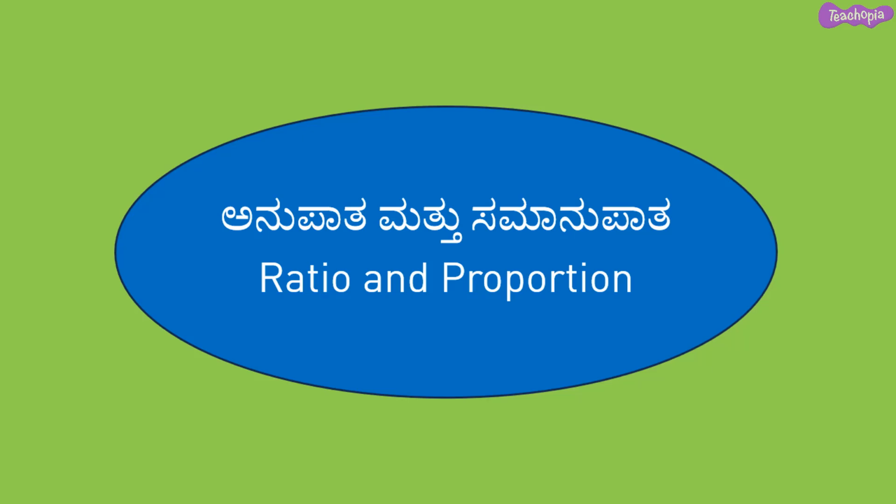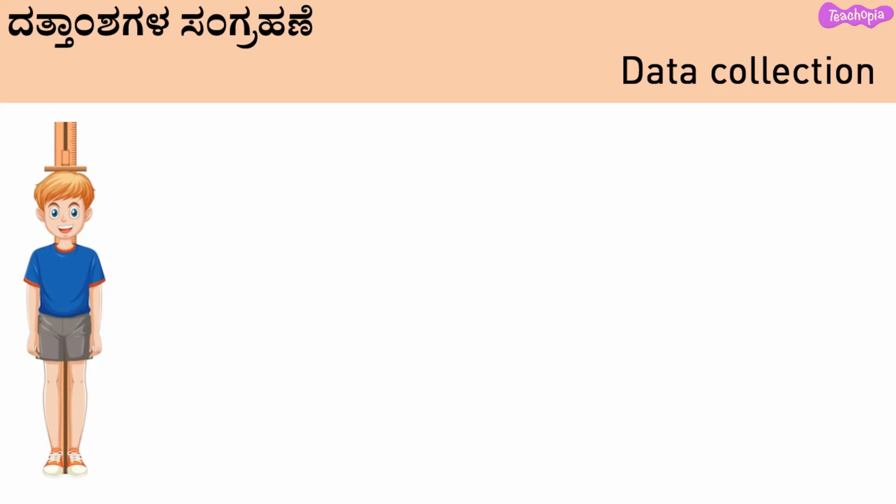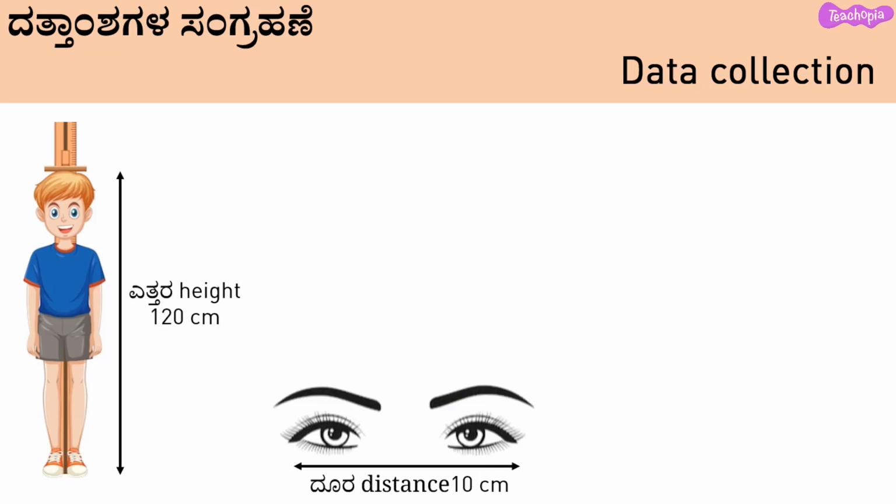Welcome to the activity on ratio and proportion. Now we shall collect the data from various sources. We will measure the height of a boy. When we measure the height of the boy, it comes to 120 centimeters. Next, we will measure the distance between two eyes, and the distance will be 10 centimeters.